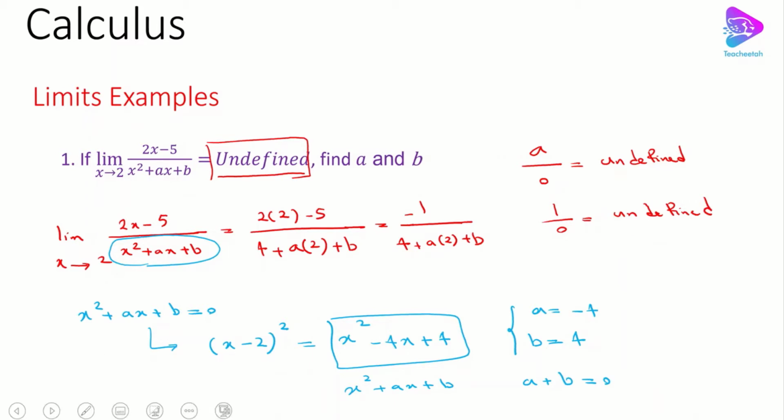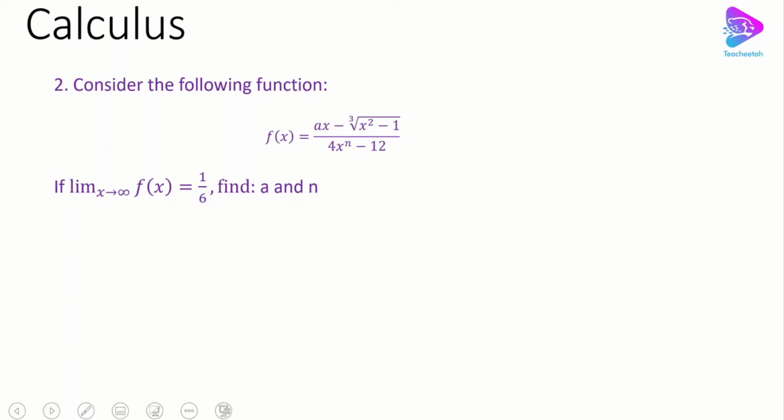Okay, let's look at the second problem, in which we have a function in the form of ax minus cube root of x squared minus 1 over 4x to the power of n minus 12, and it says if the limit of f of x when x is approaching infinity is equal to 1 over 6, find a and n. So we are looking for this a and this n in here.